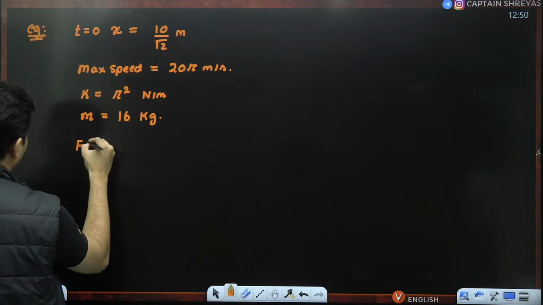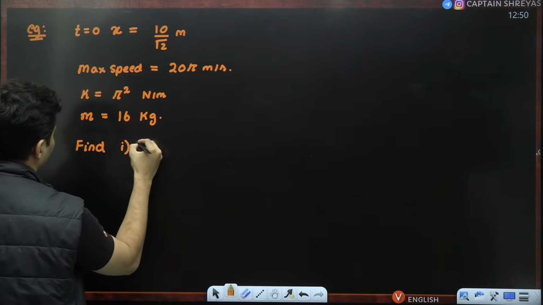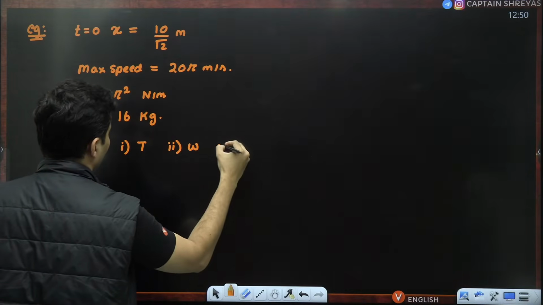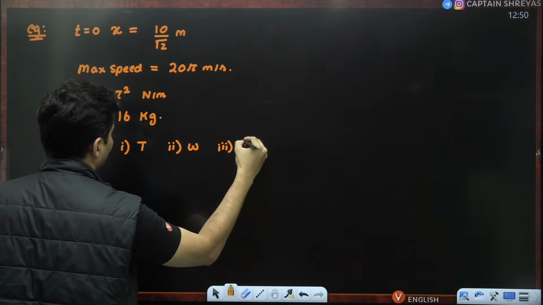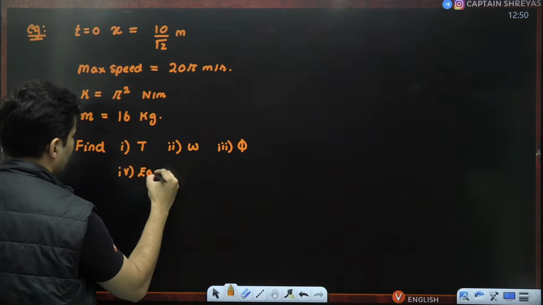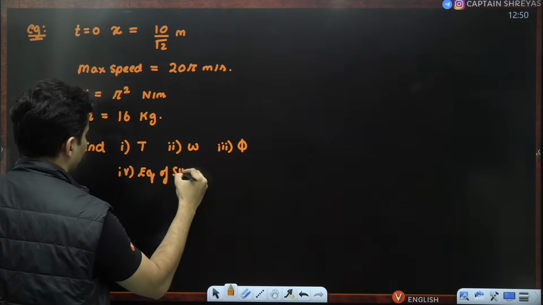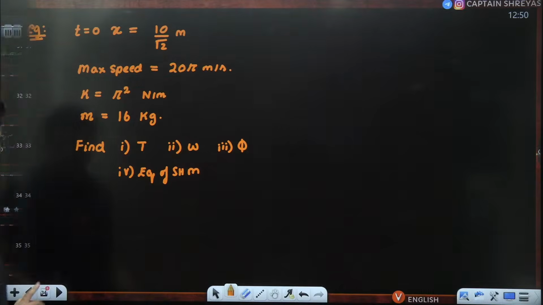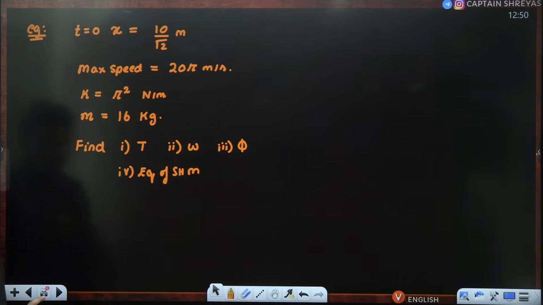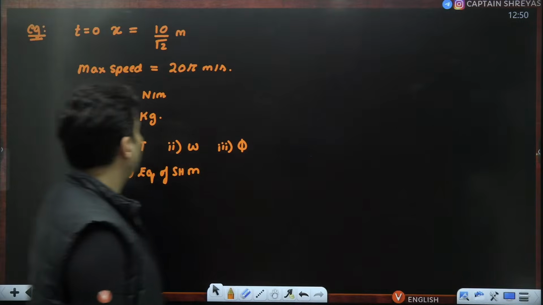Question is, find number 1 time period, number 2 omega, number 3 phase constant, number 4 equation of SHM. All these things you need to figure out. Equation of SHM. Also, yes, amplitude also you will need.